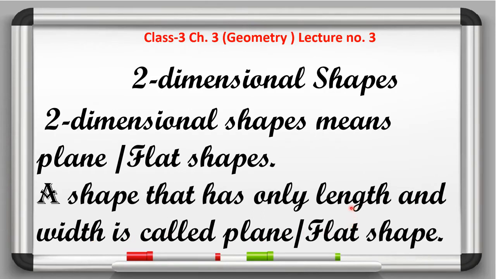Length means lambai and width means chodai. Okay. So there are two dimensions, length and width. So the shape that has only length and width is called a plane or flat shape, or you can say 2D shapes. Okay.